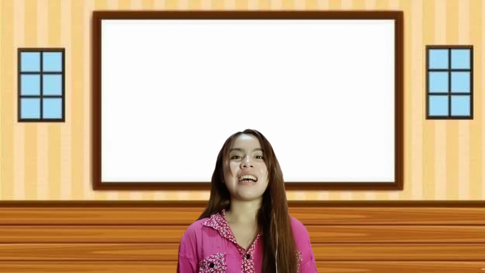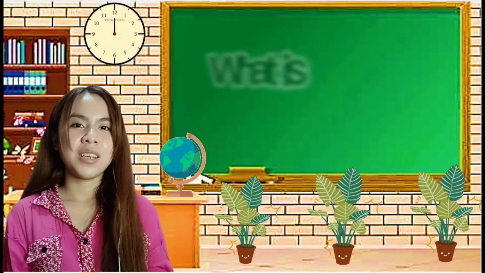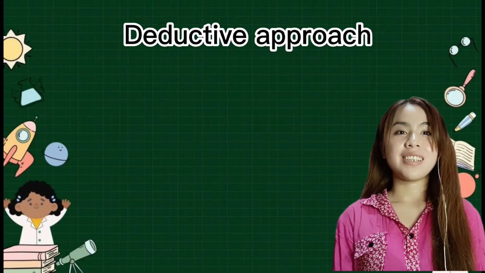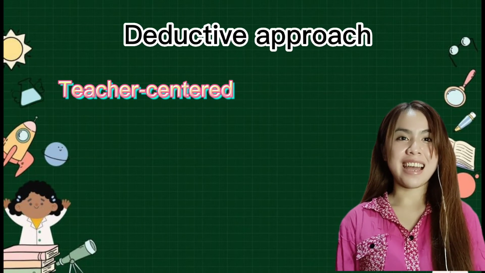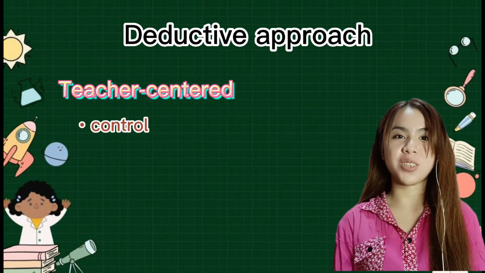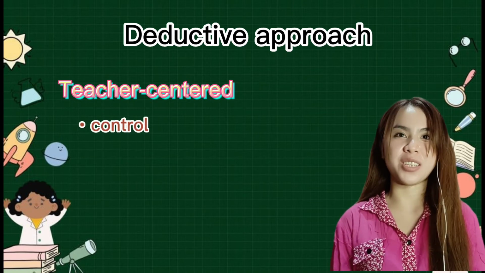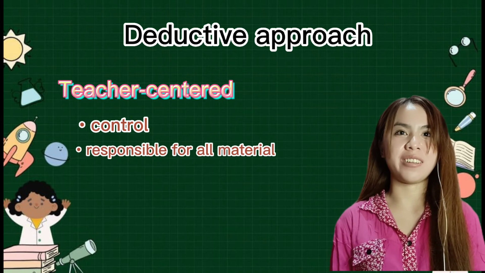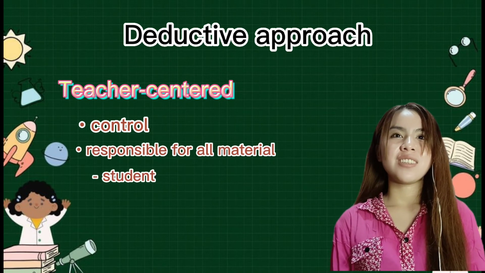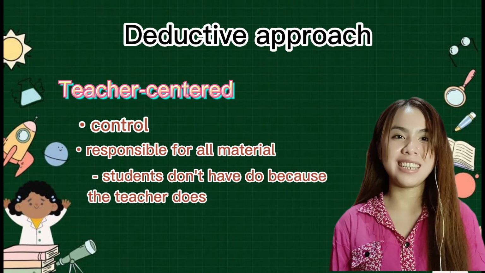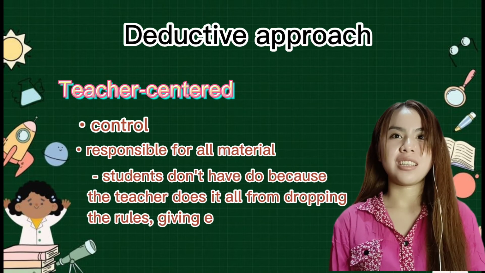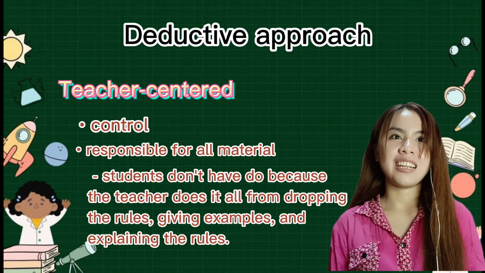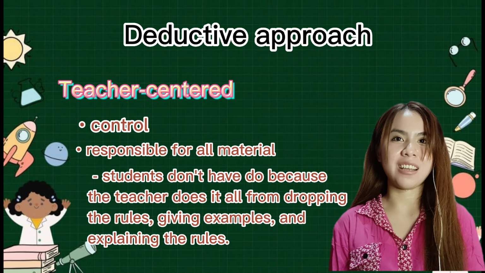First approach is the deductive approach. So what is the deductive approach? The deductive approach is teacher-centered, which means that the teacher is the one who will control his or her students and is responsible for any and all new material presentation and explanation. That means the students don't have much to do aside from listening and following the rules because the teacher does it all, from dropping the rules, giving examples, and then explaining the rules with reference to the examples.